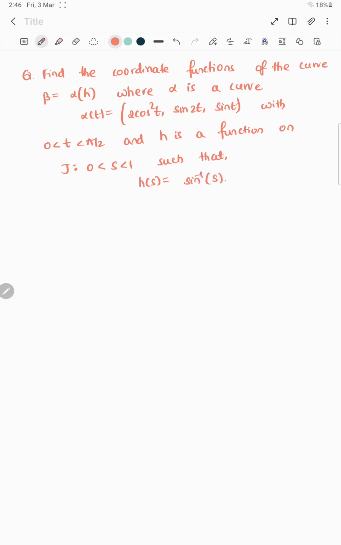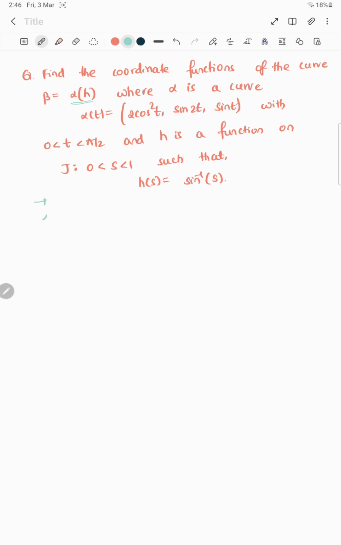So first, what they have asked is, find the coordinate functions of the curve beta. We can see beta is a function of alpha, which in turn is a function of h. So by seeing that, we can see it involves composition of functions. We have studied that reparameterization involves composition in reparameterizing a curve.